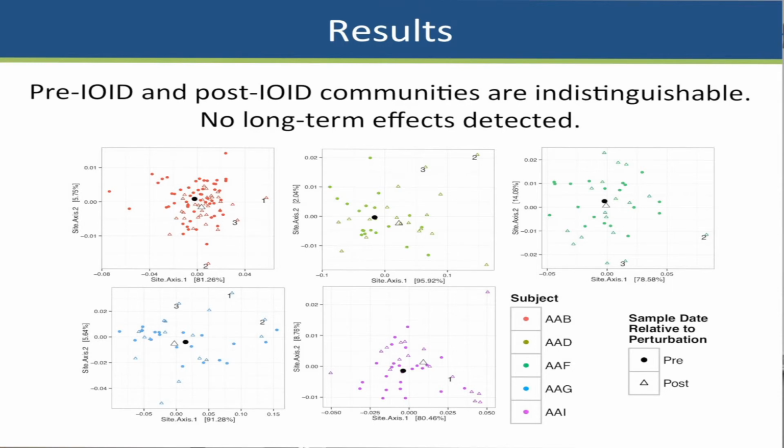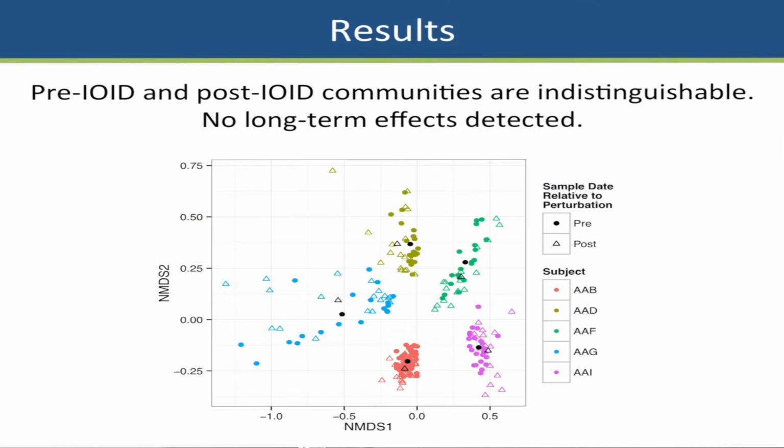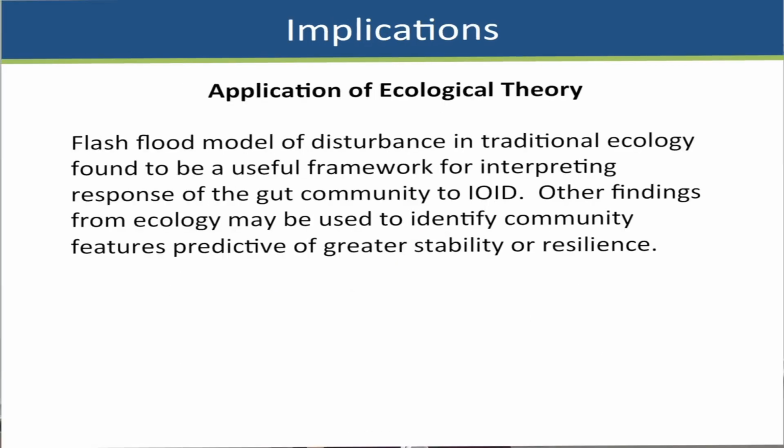So altogether, this suggests that there aren't long-term effects of the clean-out on participants when you look at the taxonomic level at the 16S gene. And again, that's confirmed with an analysis of all of the participants together. So why does this matter? Well, it matters for 2 reasons.